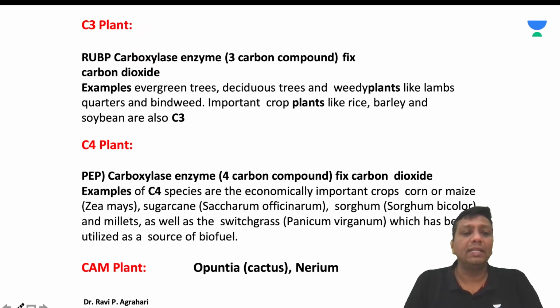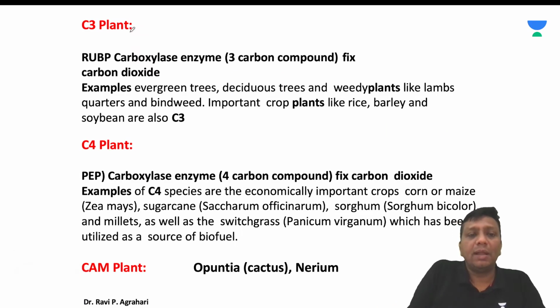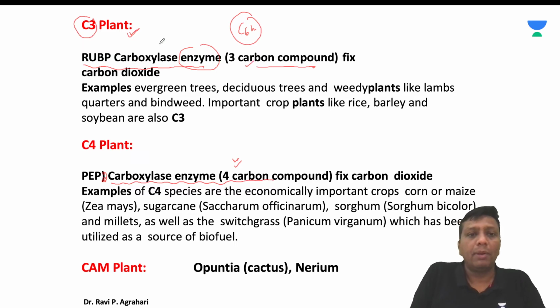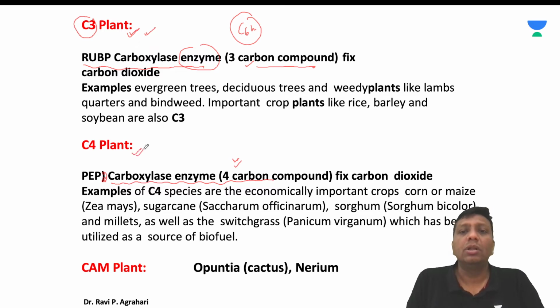What are C3 plants, C4 plants and CAM plants? See guys, why are these called C3 plants? Reason, they have the RuBP carboxylase enzyme. This is a 3 carbon compound. With the help of this enzyme, plants synthesize the food material, and that is the reason it is called a C3 plant. And C4 plants are those which have the PEP carboxylase enzyme, and PEP carboxylase is a 4 carbon compound. So with the help of a 3 carbon compound, the plant does photosynthesis; this is called C3. With the help of a 4 carbon compound, PEP carboxylase, the plant does photosynthesis; this is called C4 plants.